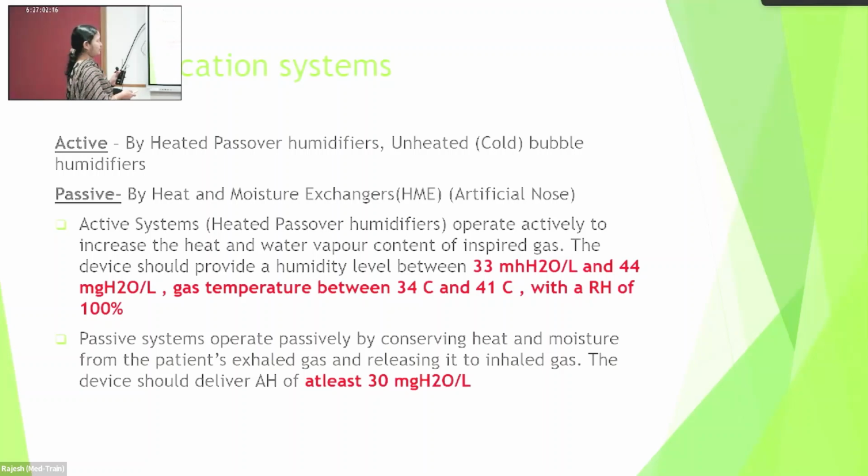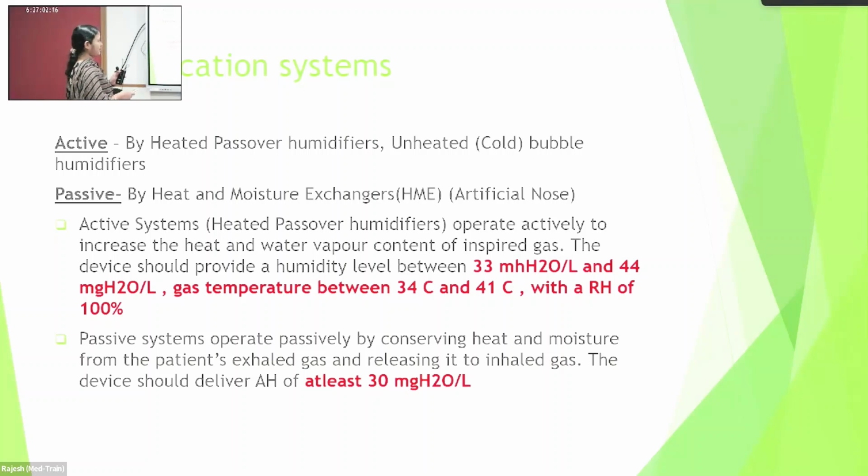We don't use them too often. It's only for a short duration of time we use them. So what is active? That means it actively generates the heat and water vapor for the inspired gas, and they should be providing a minimum humidity level between 33 to 44 milligrams of water per liter at temperatures between 34 and 41 degrees with a relative humidity of 100%. Then it will be effective.